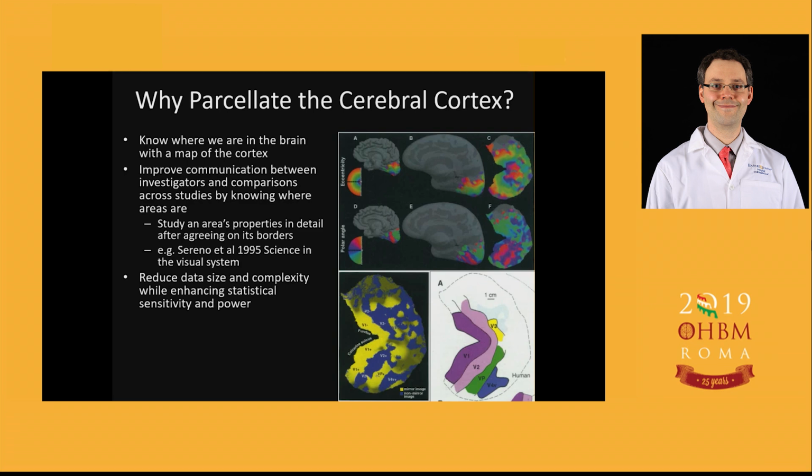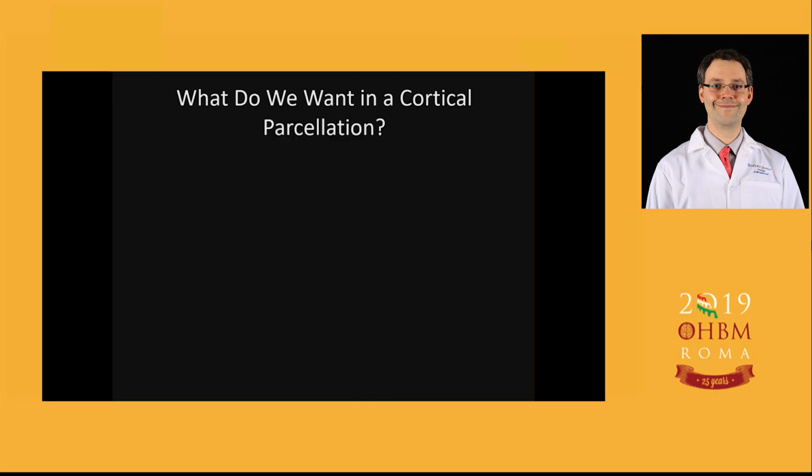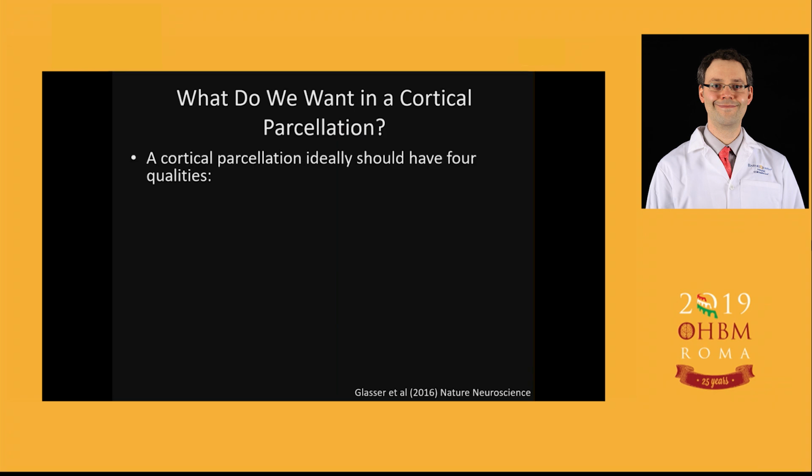Parcellation also helps us to reduce the size and complexity of data while enhancing statistical sensitivity and power. You can think of it as a neuroanatomically informed method of smoothing, much better than unconstrained smoothing, and it helps avoid a lot of the methodological difficulties about taking data and summarizing it down to single points in 3D space if you're interested in area level effects.